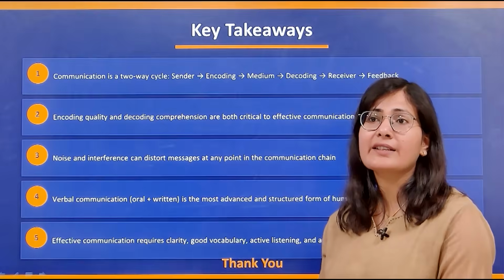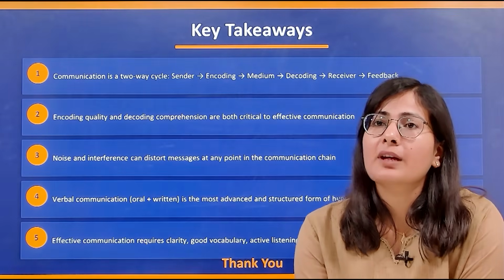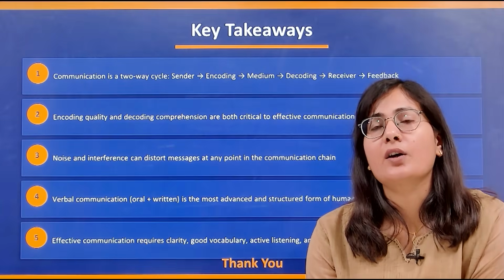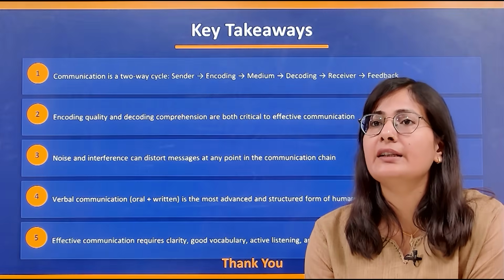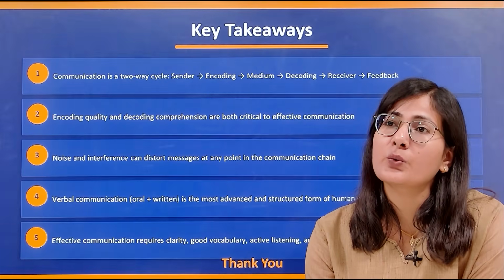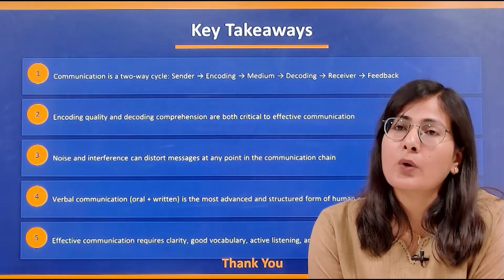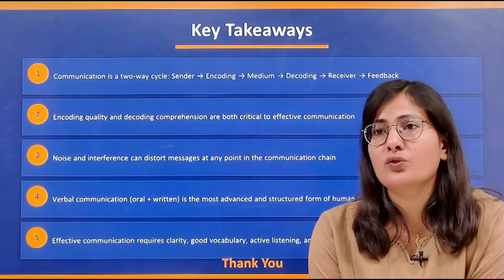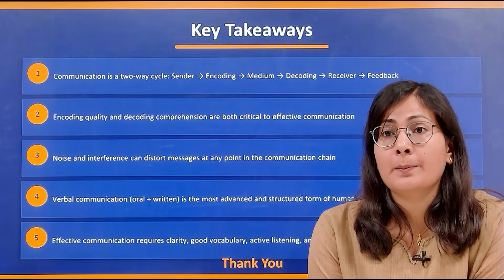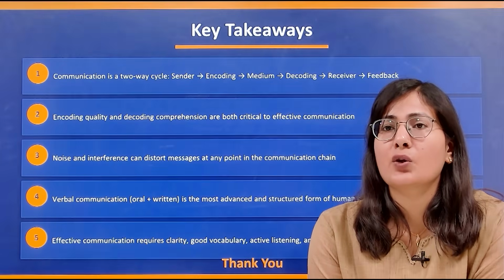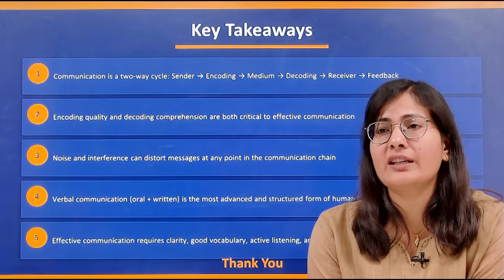These are the key takeaways from this lecture. Communication is a two-way cycle, where the sender, encoding, medium, decoding, receiver, and feedback are certain elements. Encoding quality and decoding comprehension are both very critical to effective communication. And the third thing is that noise and interference can distort the message at any point in the communication chain.